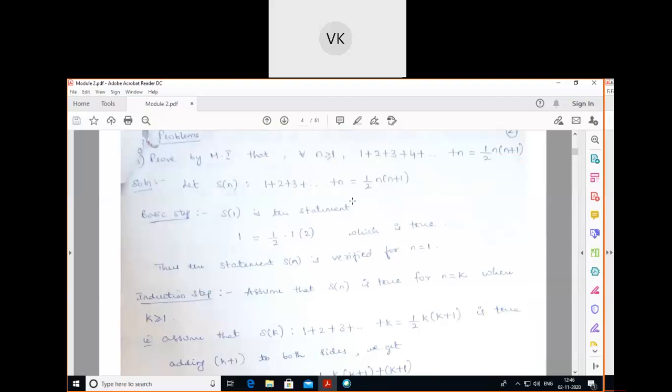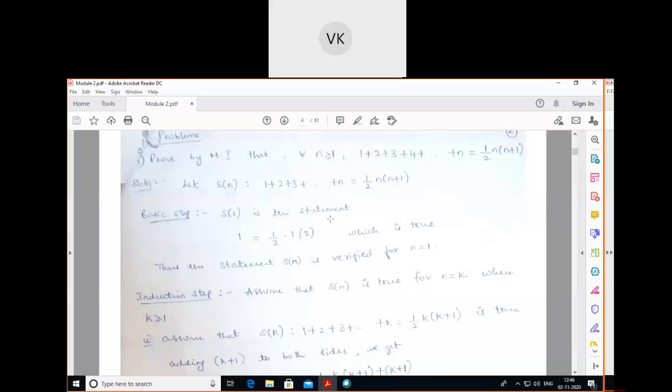After that, we know there are two steps here. One is the basic step, the second one is the induction step. In the basic step, s of 1 is the statement. We are going to replace the value of n by 1 in the given statement. So in place of n we are going to put n equal to 1 here.